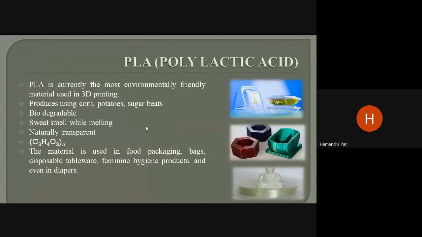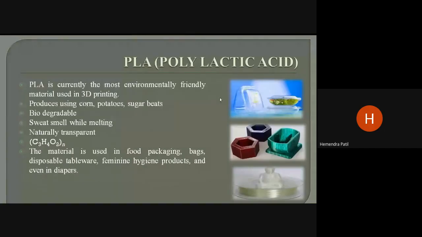The next material here is PLA, polylactic acid. PLA is currently the most environment friendly material used in 3D printing. It is made of renewable sources of plant starch, which is extracted from corn or potatoes, sugar beets, and it is biodegradable. It has a sweet smell while melting, and it is naturally transparent. You can see in the images. Naturally, it is a transparent material.